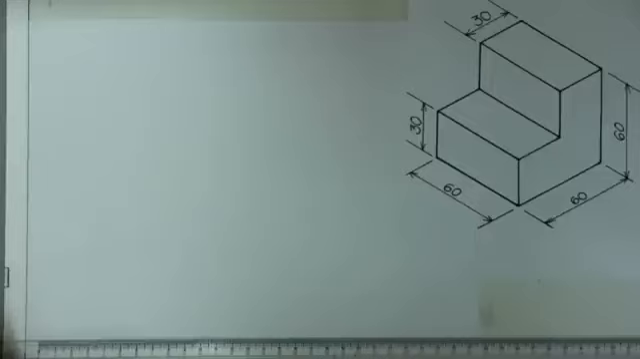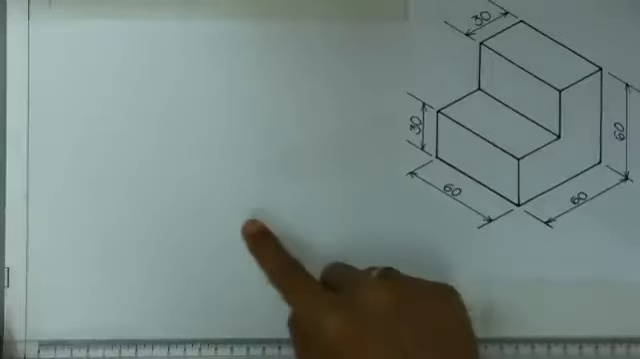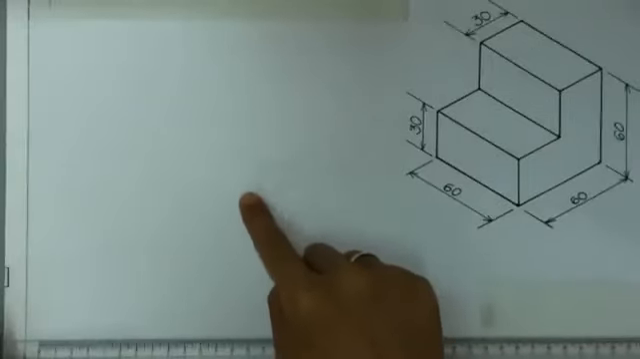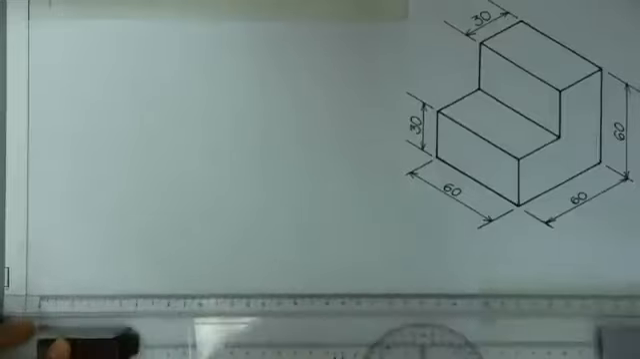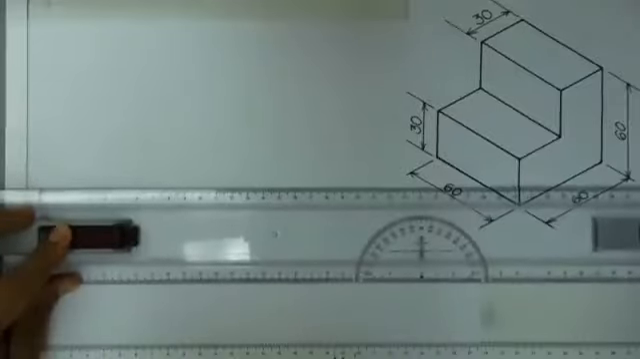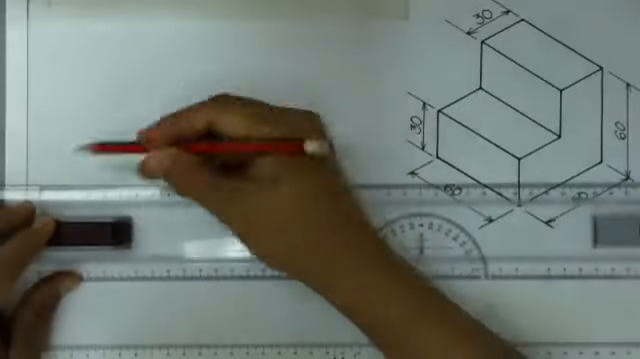Now we will make the three main views of this isometric drawing. We will construct the orthographic drawing here in our paper. Let us begin. To start with, you need your horizontal axis. Using my T-square, I will make a horizontal axis here.